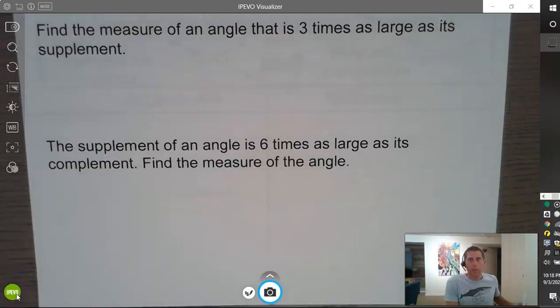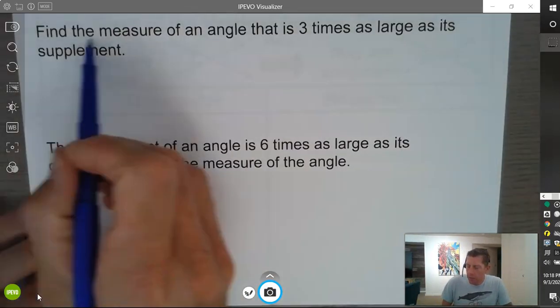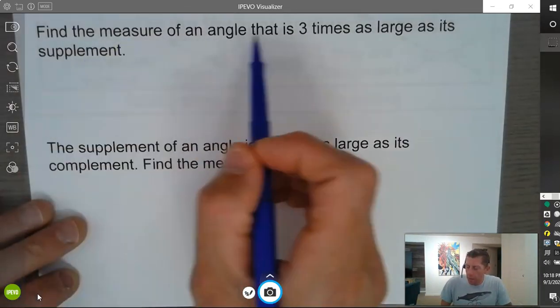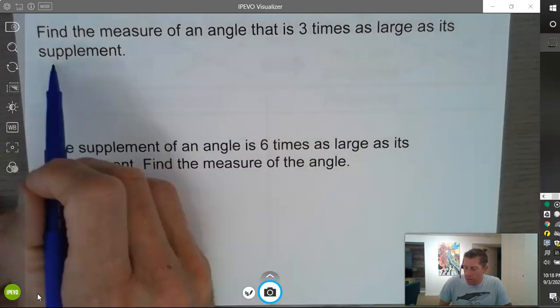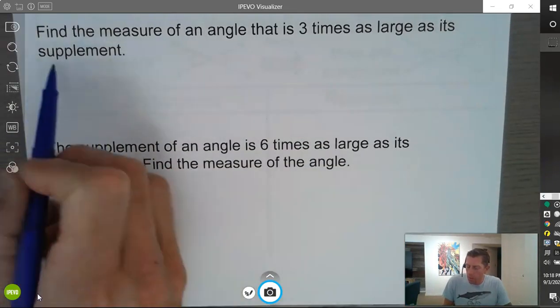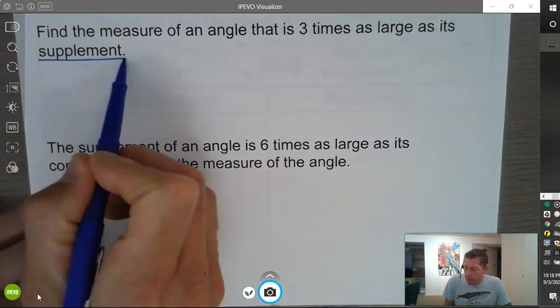And the big part about solving these word problems is being able to work with them in such a way that you can figure out what each clue we're getting in this word problem is. So first off, find the measure of an angle that is 3 times as large as its supplement. So there's a couple things going on in here. First, we have the supplement of an angle.